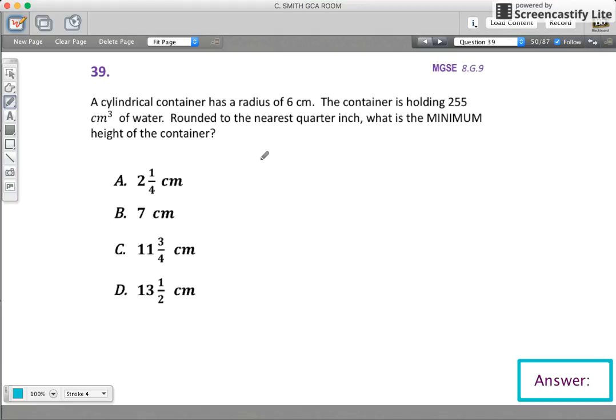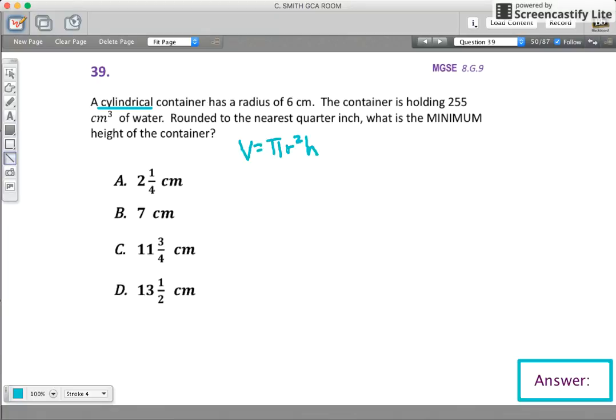All right, so the first thing we want to do is to identify our formula and our figure. So our figure here is a cylinder. All right. So when we're looking for the volume of a cylinder, we're going to use volume equals pi r squared times height.